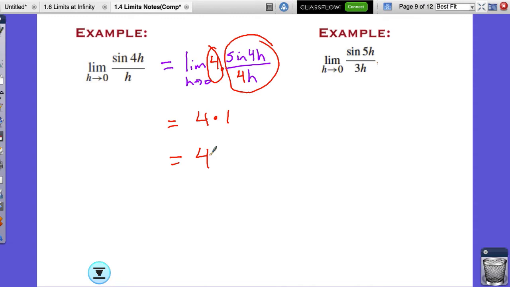Okay, so when you see these problems, the goal is to get the denominator to look exactly like what's inside the sine, and then you'll have your answer. So on this one, I want there to be a 5 on the bottom. So what do I need to multiply 3 by in order to make it turn into 5?